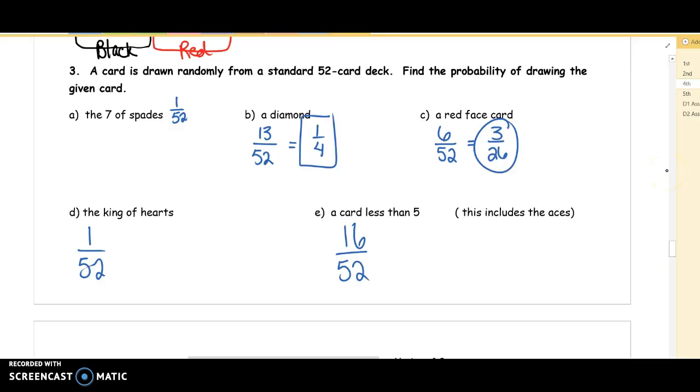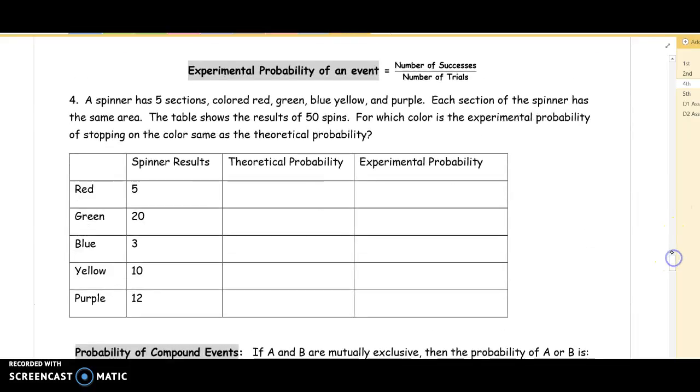Okay, let's turn the page and look at experimental probability. A spinner has 5 sections colored red, green, blue, yellow, and purple. Each section of the spinner has the same area. The table shows the results of 50 spins. That's a very important piece of information. Make sure you circle it.